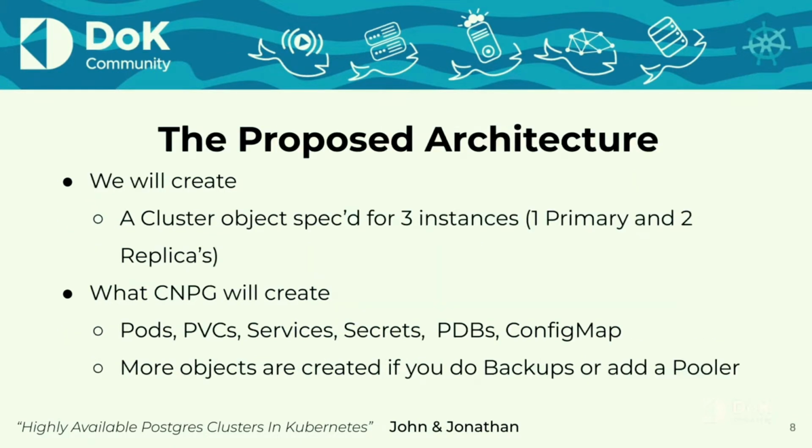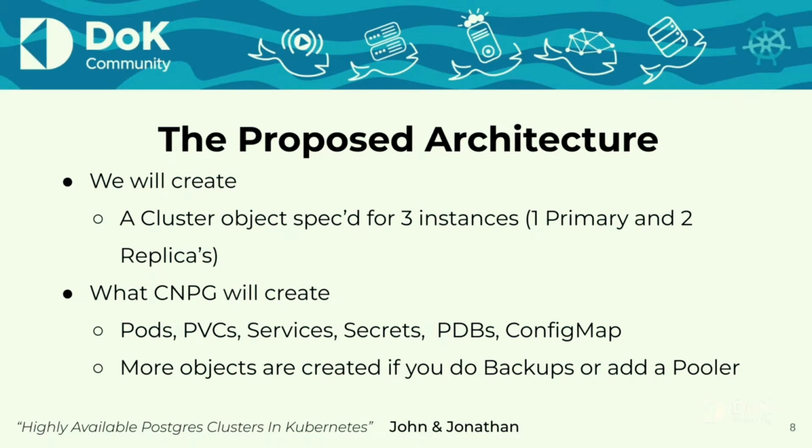Okay, so we have a demo coming up after we're done talking. The proposed architecture for the demo: what we're going to create is what's known as a cluster object. A cluster is an extension to the API added by the CNPG operator. We're creating a cluster with one primary and two replicas. When we create the cluster, the operator will create pods, PVCs, services, secrets, PDBs, and config maps.